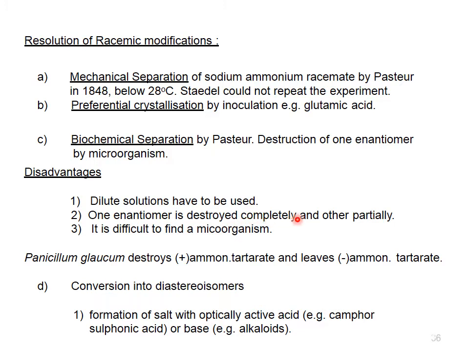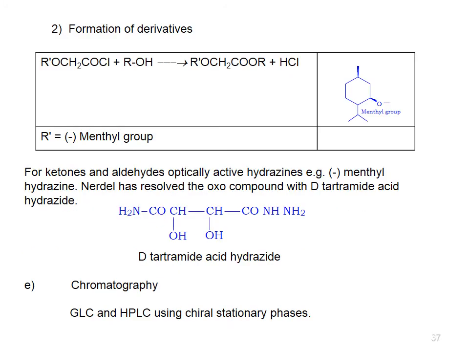Diastereomers have different physical and chemical properties, and it is very easy to distinguish between them, while enantiomers have the same physical and chemical properties. This is the example of formation of derivatives.